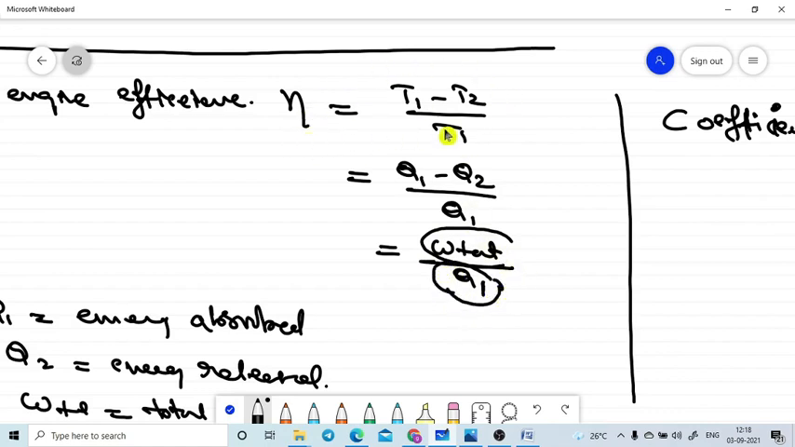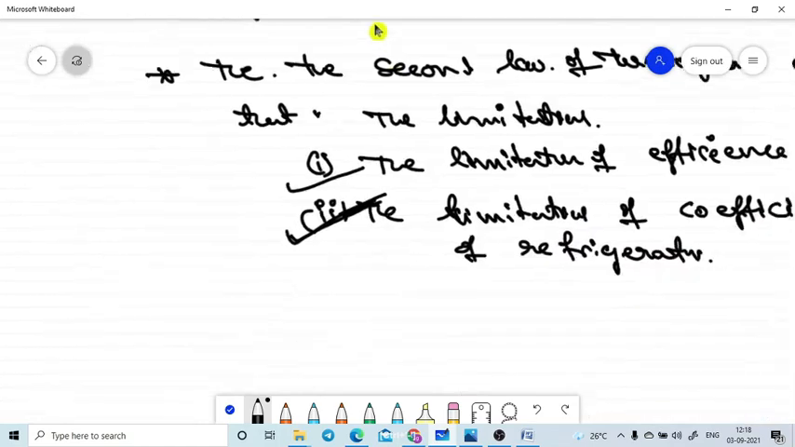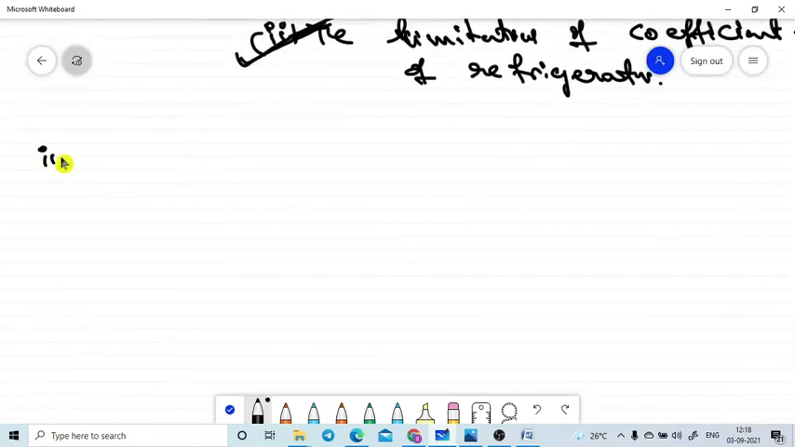So if you want eta as a percentage, you multiply this by 100. If you want 100% efficiency, then whatever heat energy is absorbed from the source must be completely converted into work done. But it is impossible. Please look at this one. Let me start with the first point, which is about the heat engine.